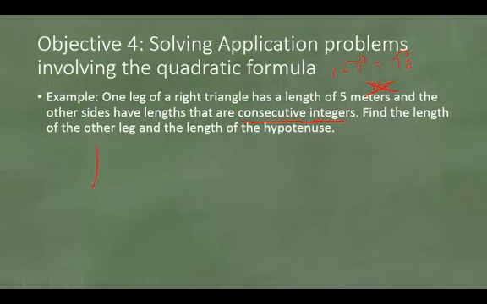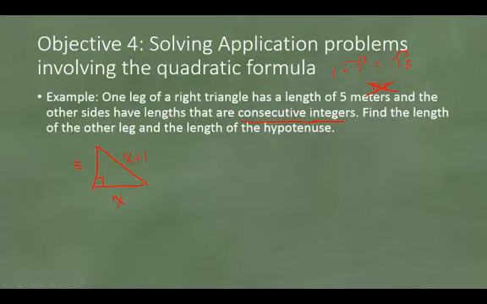So let's draw this out. We have a right triangle where one side has a length of 5 meters, and the other two sides are consecutive, so we don't know what they are. Let's call this side x, and we know this side has to be x plus 1. One more of whatever this is.